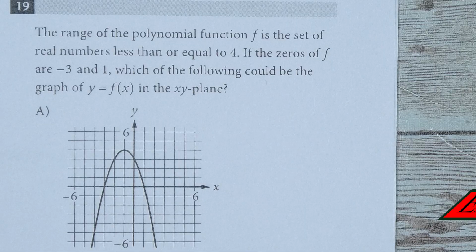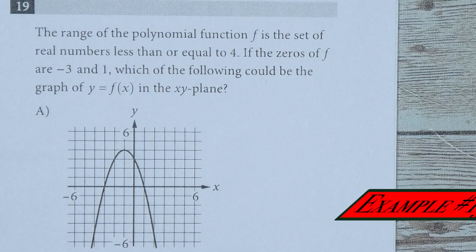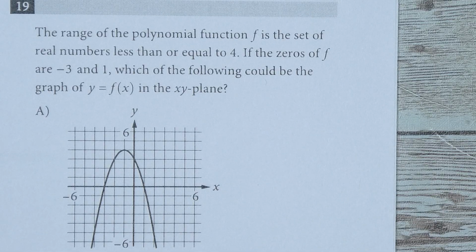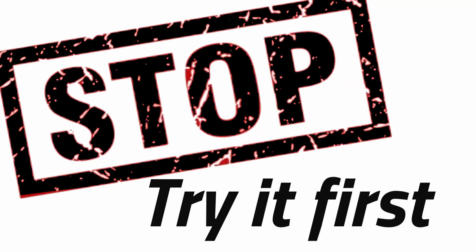The range of the polynomial function f is the set of real numbers less than or equal to 4. If the zeros of f are -3 and 1, which of the following could be the graph of y equals f of x in the xy plane?